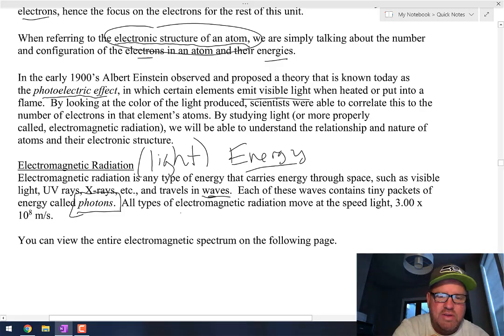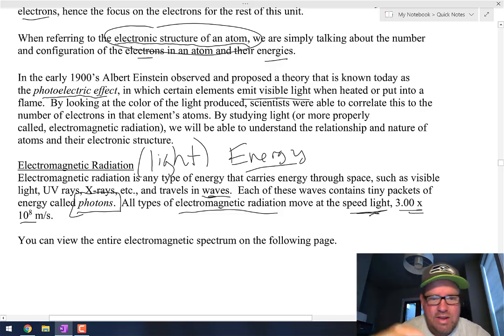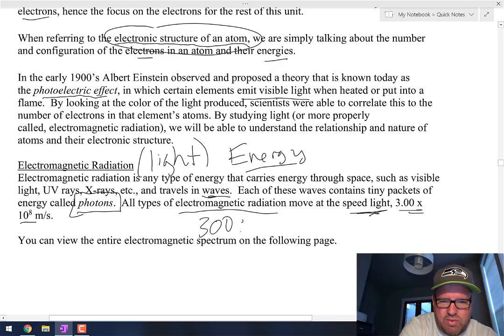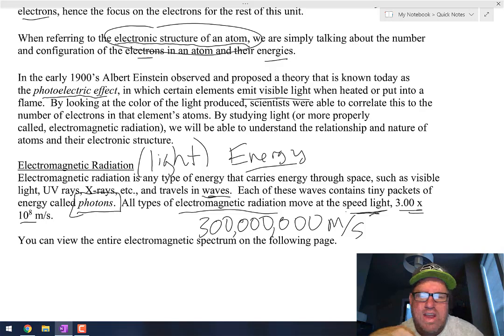Okay, all types of light, all types of electromagnetic radiation move at the speed of light, which we say is 3 times 10 to the 8th meters per second. If we write that out, that is 300 million meters per second. That means a ray of light can travel around the Earth about 7.5 times every second. That's 300 million meters. Light moves really, really fast, okay? Now, outer space is also really, really big.